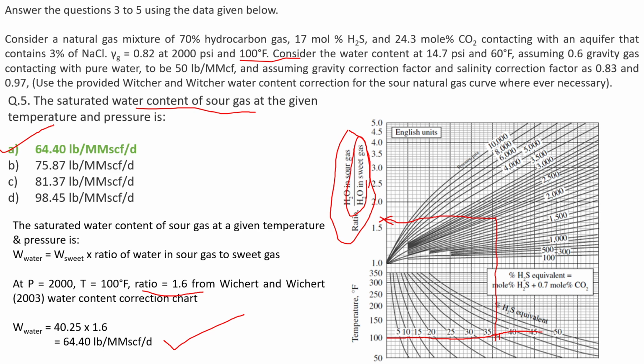So in this question, all the values from the previous questions are used, and using those values with this sour natural gas curve, we can find the value of the water in the sour gas.